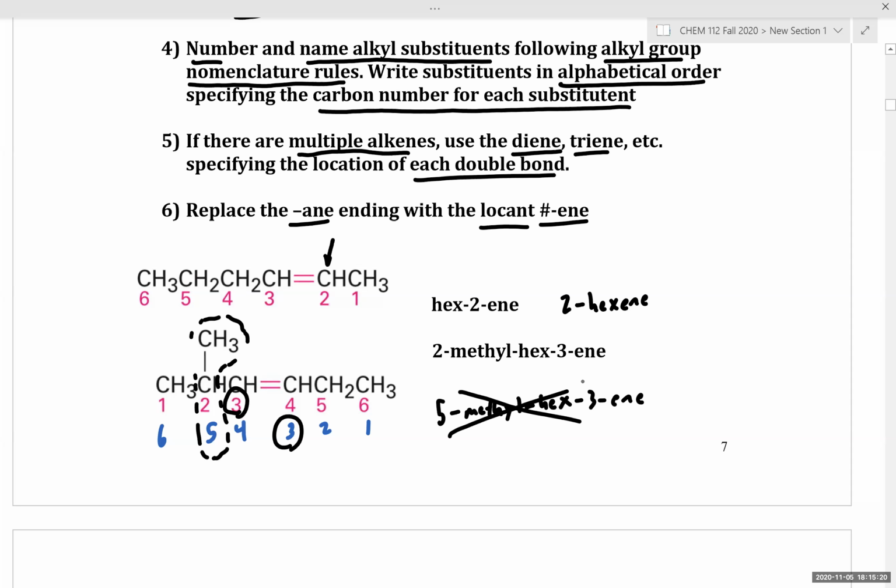After we've assigned the lowest locant number to our alkene, we also want to optimize our name so it has the lowest locant number for all of our substituents. Does that make sense? Does that address that key point?